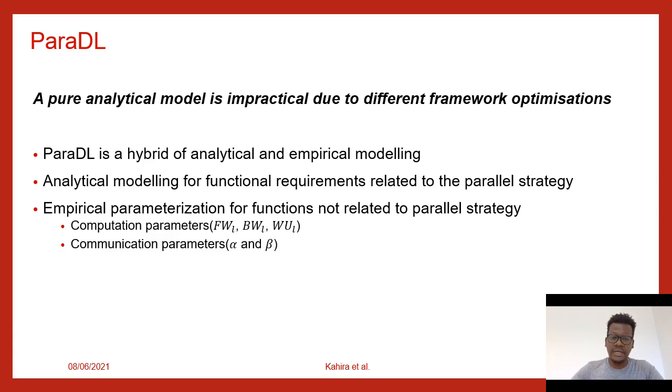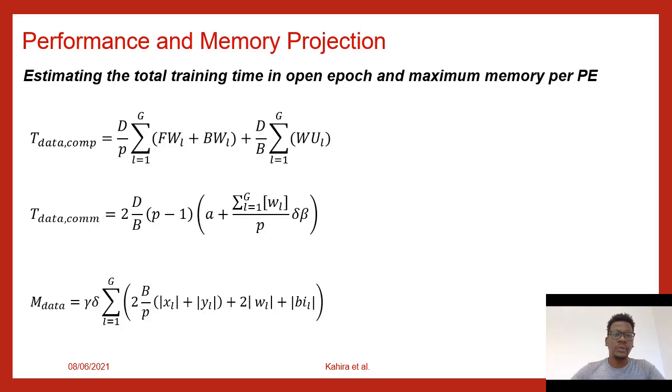So we profile things like the time for forward propagation, backward propagation, and weight update, and also communication parameters alpha and beta. So how do we do the performance and memory projection? Or how do we estimate the total training time in one epoch and the maximum amount of memory required per processing element?